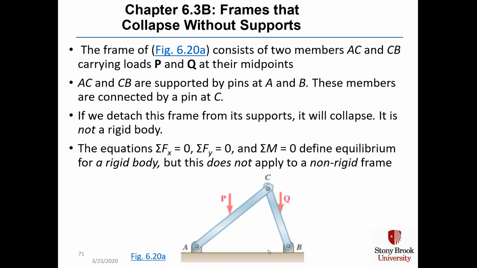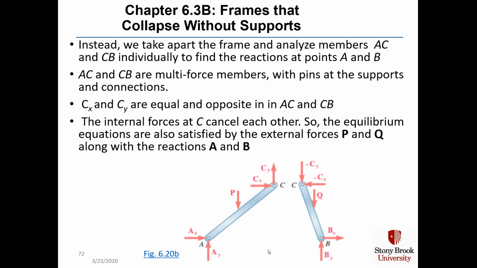The equations of equilibrium, sigma F sub x equals 0, sigma F sub y equals 0, and the sum of moments equals 0, define equilibrium for a rigid body, but that doesn't apply to a non-rigid frame. If we want to do analysis, we need to take the frame apart and analyze members AC and CB individually to find the reactions at points A and B. AC and CB then become multi-force members. Each of them has 5 forces in it, and pins are at the supports and the connections.